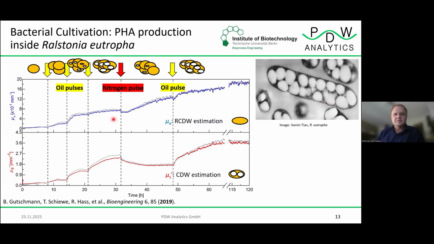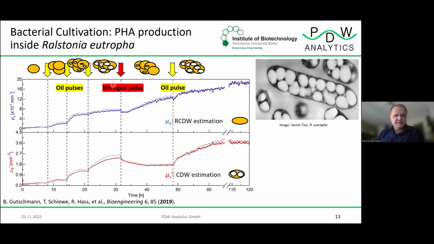With the absorption, it is possible to determine the residual cell dry weight, so the cell dry weight without the accumulated PHA. And with the scattering, it's the complete cell dry weight. So that means the difference between the two tells you about the inline PHA content. And this can be observed very nicely in process monitoring. By the way, there are 2 repeating batches monitored here, so exact process control. They did a really, really great job in Berlin.